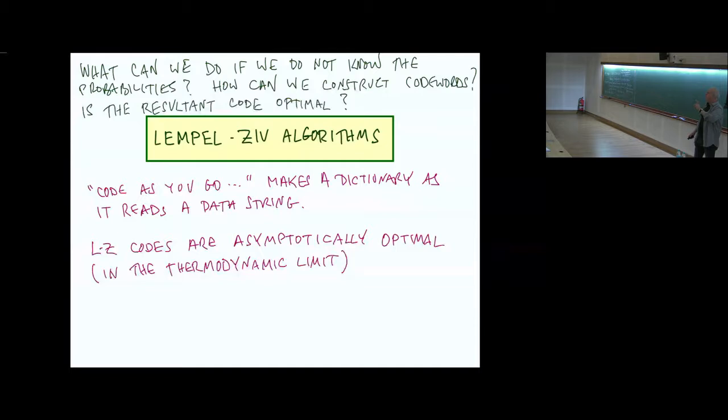It's optimal in the thermodynamic limit. It's not optimal for a 6x6 lattice, right? In the thermodynamic limit, the Lempel-Ziv compression algorithms give you optimal codes for any input, for anything, right? And that's why these are really, really important. These guys really did something.